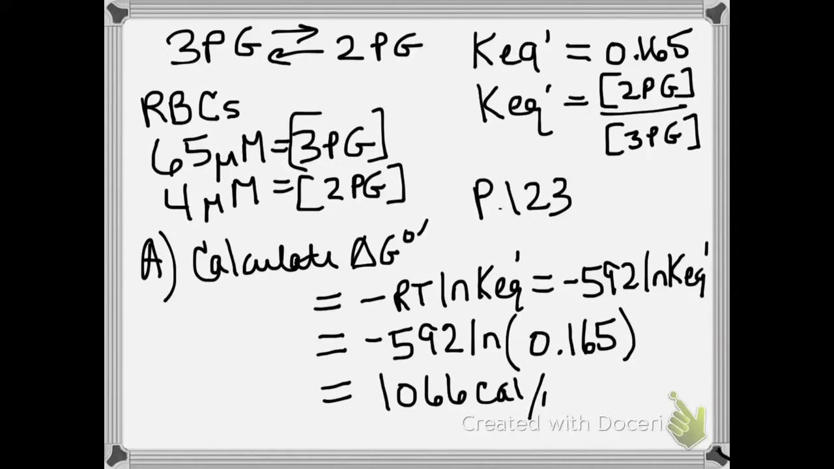what this becomes is 1,066 calories per mole. Now, when we look at this, we have to analyze it and understand what a positive standard free energy change really means for the situation. We know that because it's positive, this is going to mean that the 2-phosphoglycerate is going to be the predominant species at equilibrium. It also means that under standard conditions this reaction is not spontaneous. If it were spontaneous, it would have a negative delta G 0 value.